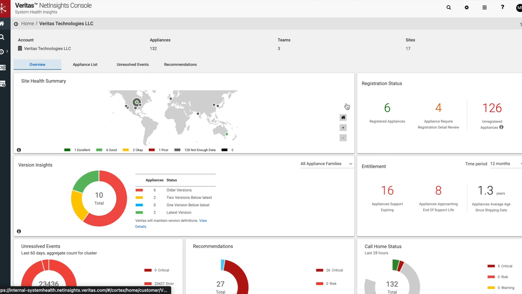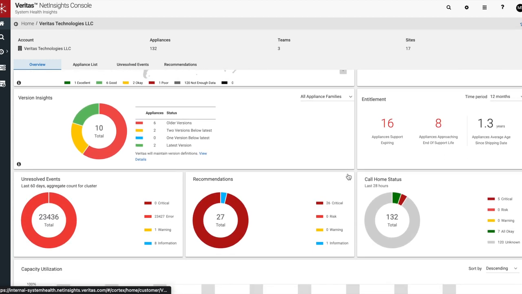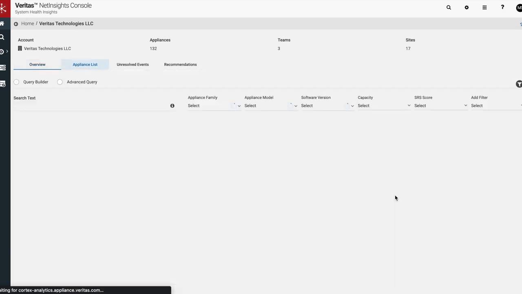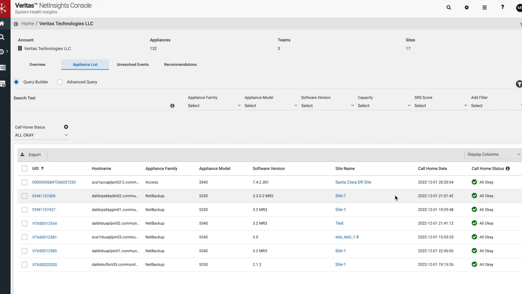from millions of data points from product telemetry, support diagnostics, and analytics to inform the best possible path to appliance health and longevity. Get started with your new or existing appliances today and realize the full potential of your infrastructure.